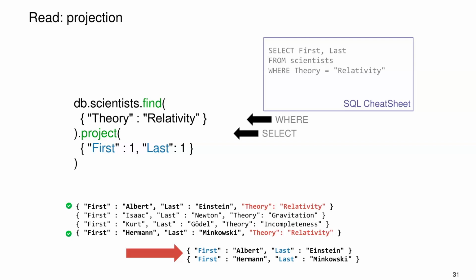Now, how do we project? The projection, that's when you take specific columns of your table. So what if we project to first and last? Well, we do that by chaining a project function call. So it's dot find blah, blah, blah, dot project blah, blah, blah. And in project, you say, okay, first and last. First one, last one. And that returns what you see at the bottom of the screen. That would be equivalent to select first, last from scientists where theory equals relativity.